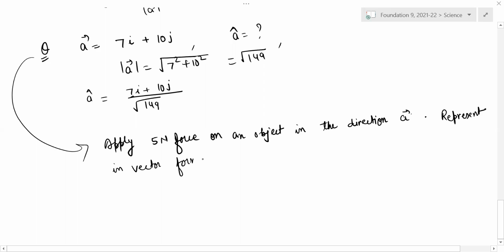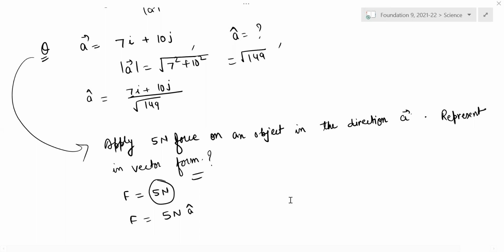How will you represent it, beta? So F is 5 Newton, we have told. This 5 Newton is only the scalar part. Only magnitude we are discussing. Where is the direction? So for that, you have to say, sir, 5 Newton A cap. Okay, Piyush, is it clear for everyone? What is the usage of cap? Good question, Piyush. Thank you.